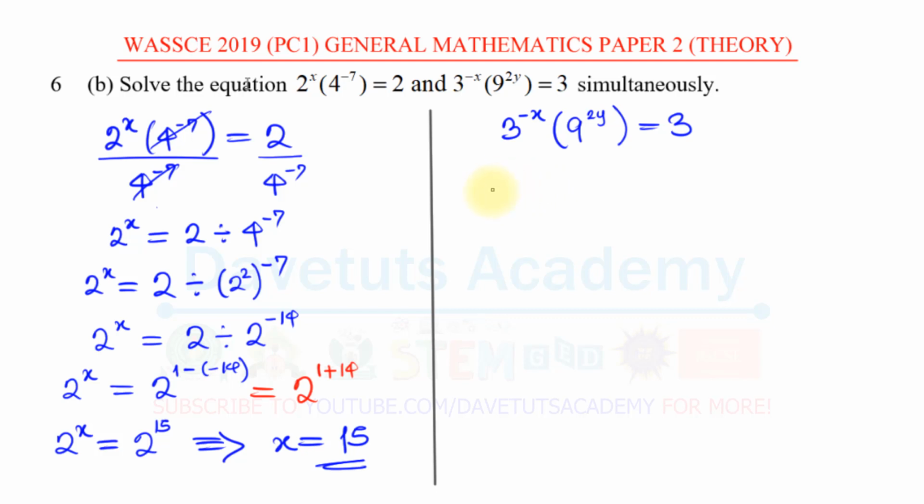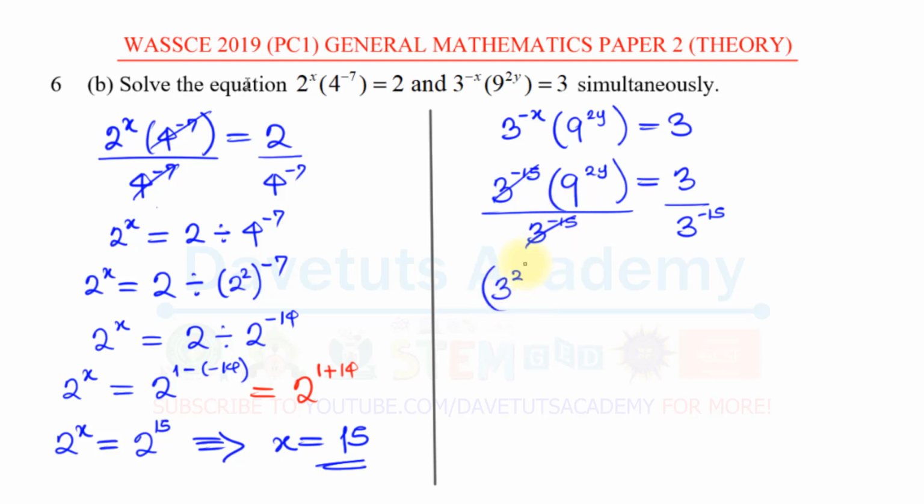Okay, so this is the same as saying we have 3 raised to power minus 15 multiplied by 9 raised to power 2y is equal to 3. So I can divide both sides by 3 raised to power minus 15, so this will cancel this. 9, I also know it to be 3 raised to power 2, and then the 2y that I'm having there, I can also express it again. Then, having done that, I know this is 3 divided by 3 raised to power minus 15, and this is 3 raised to power 1, just like we found the other time.